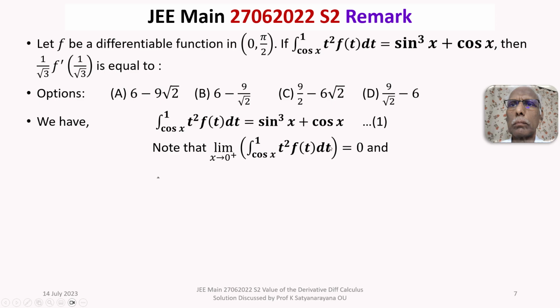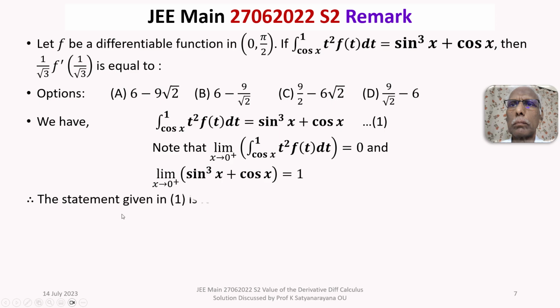Take the right hand side. Limit x tends to 0 plus of sin cube x plus cos x is 0 plus 1, 1. So note now, as the limit x tends to 0 plus, the left hand side is 0, the right hand side is 1. They are not balanced, they are not equal, and thereby this statement is not true. Right. So the given statement is not true. We want to modify that one so that the equation 1 after modification is meaningful and it is a true statement.